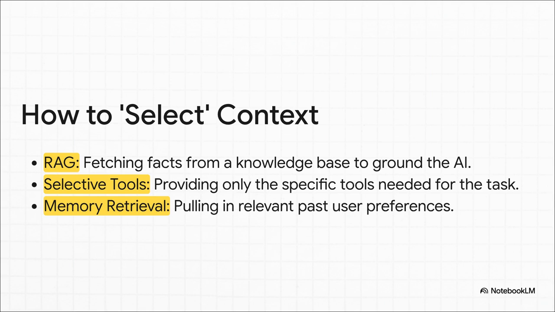And this is where some really powerful techniques you've probably heard of come into play. RAG, or Retrieval-Augmented Generation, is a classic example. It grounds the AI by fetching relevant facts from a database. Or, instead of overwhelming an agent with 100 possible tools, you can just selectively load the 3 it needs for this exact step. It's all about focus, and it makes a huge difference in accuracy.